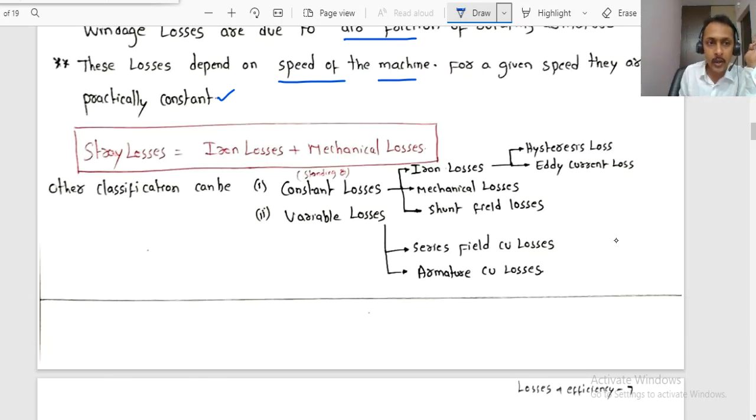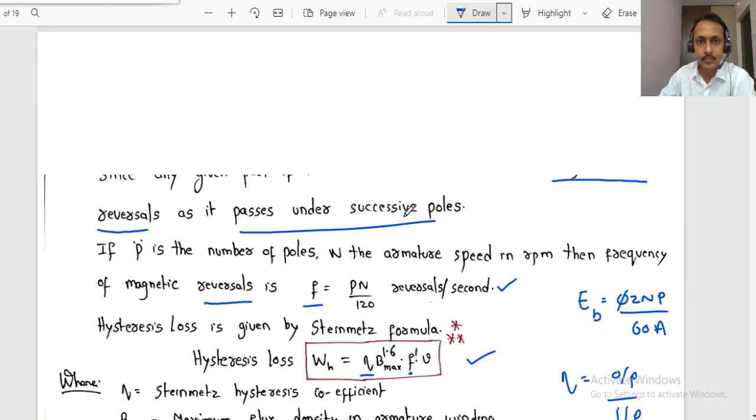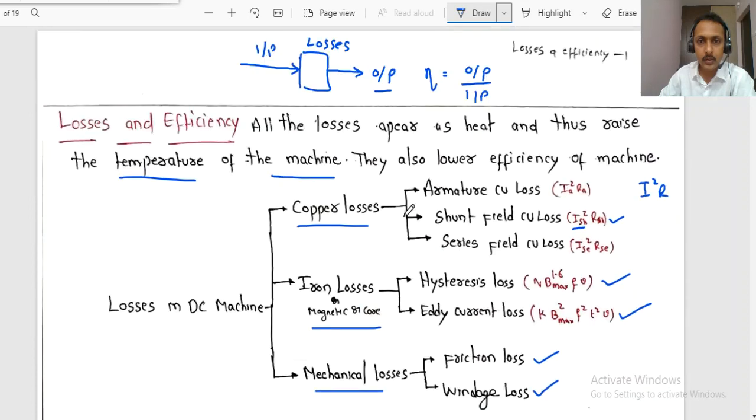In some textbooks you can observe the classification like this also. Let me show you the first slide. They will classify like this: constant losses and variable losses. Constant losses, variable losses. But observe our first slide, this is the classification we have taken. At last all the losses will be same, but the way of classification is something different.